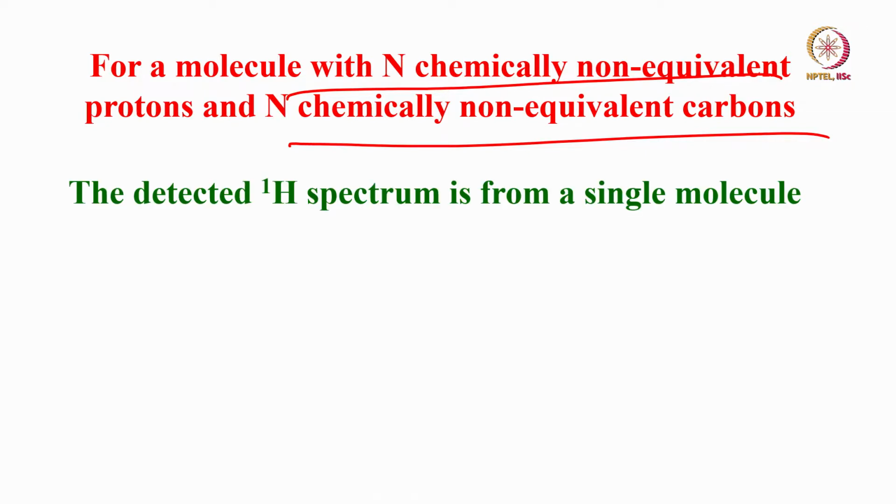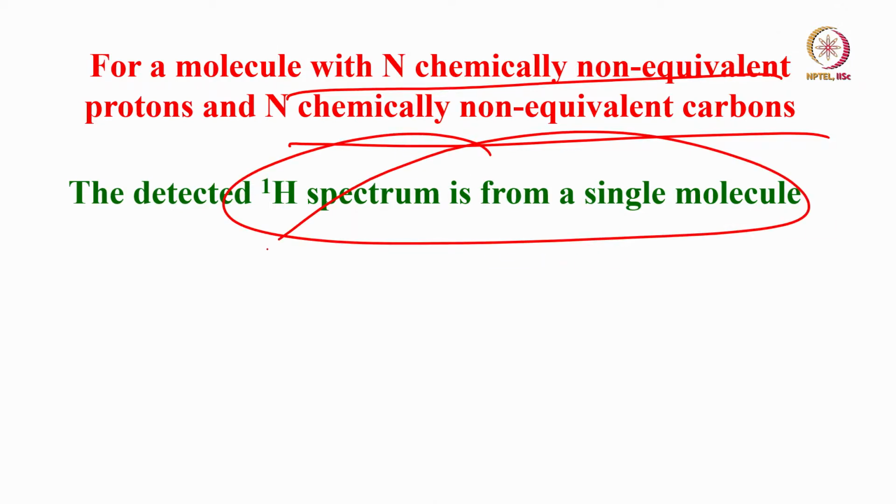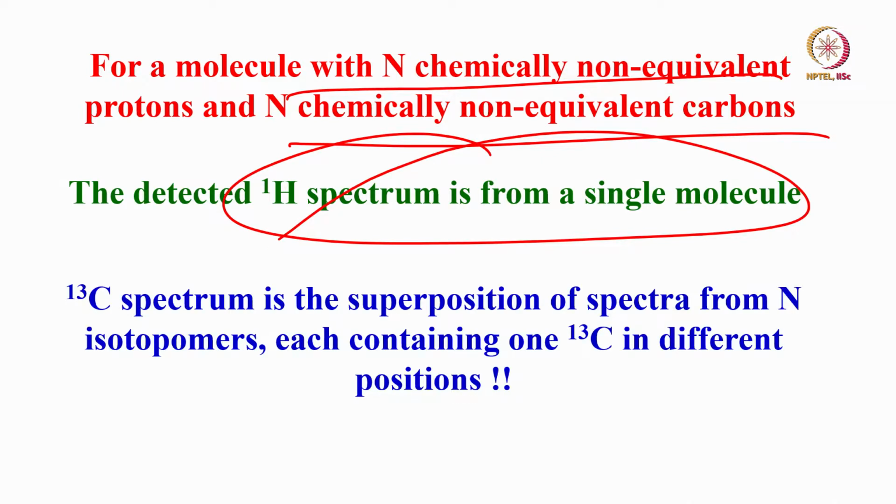So in reality, the proton spectrum is obtained from a single molecule. All peaks come from one molecule because they are 100% abundant. Whereas the carbon 13 spectrum is the superposition of the spectra from n isotopomers, each isotopomer containing at least one carbon in the carbon 13 state. That is the important point. Remember, the carbon 13 spectrum is not from a single molecule. It is from n number of molecules.